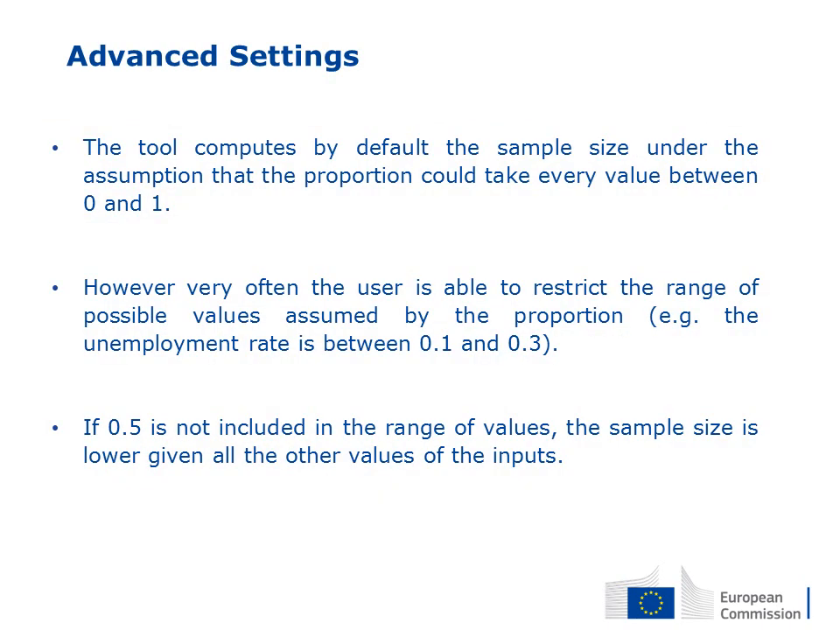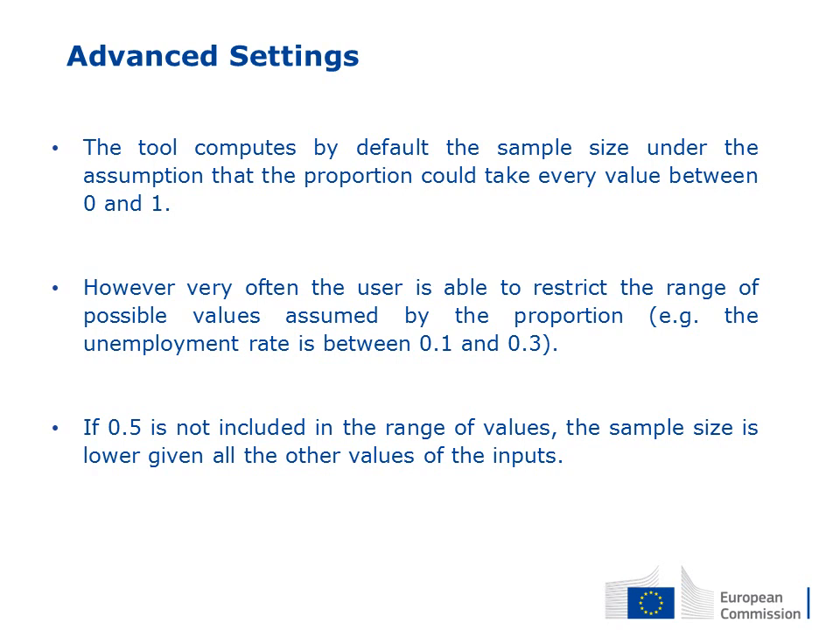Without additional information, the tool computes the sample size under the assumption that the proportion could take every value between 0 and 1. However, quite often a priori it is possible to reduce the range of the proportion. For example, let's assume that we want to estimate the proportion of young unemployed, and we know that the proportion is reasonably any value between 0.1 and 0.3. If the range of possible values does not include 0.5, the required sample size reduces, as we show in the next example.